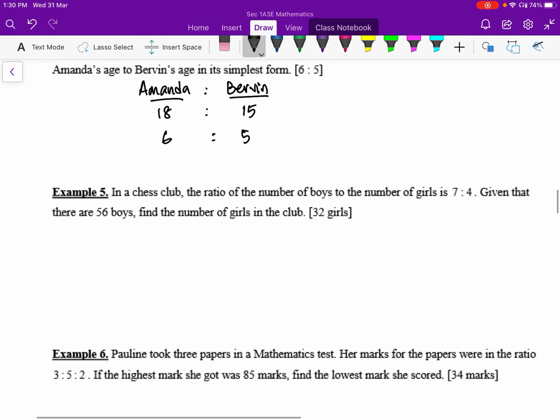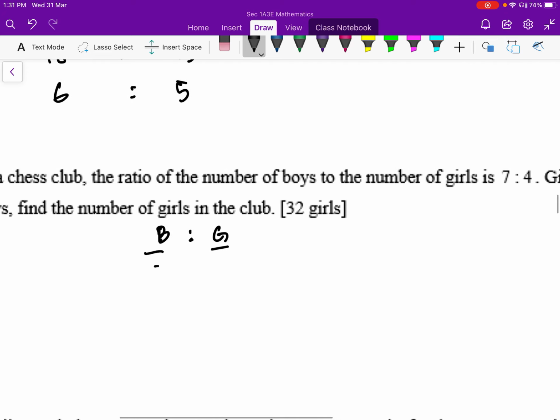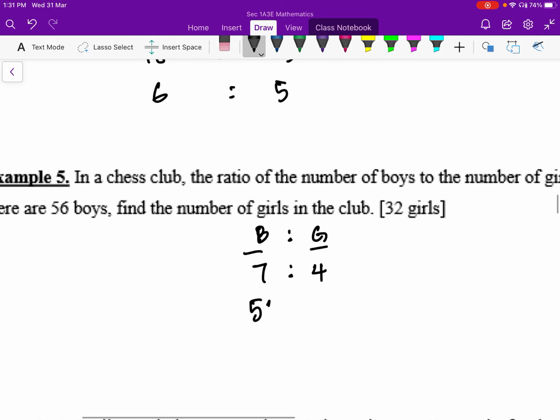Okay, now, in a chess club, the ratio of the number of boys to girls is 7 to 4. For presentation, boys to girls, you can spell it out, or B to G is fine also. 7 to 4. Given that there are 56 boys, so this is 56, and what is this value? Find the number of girls.